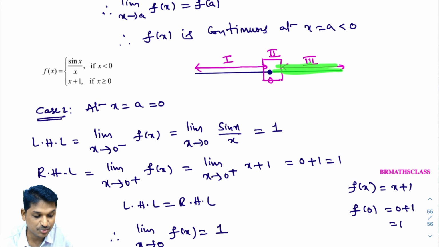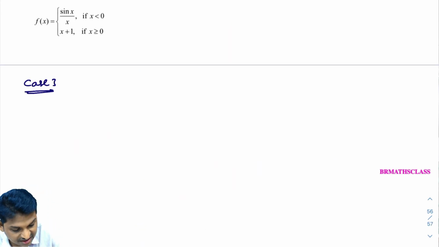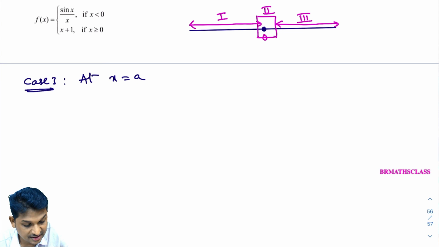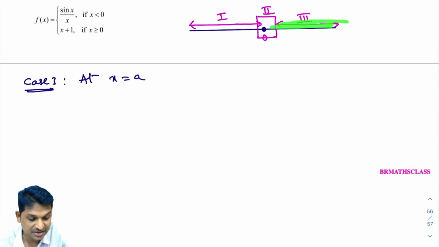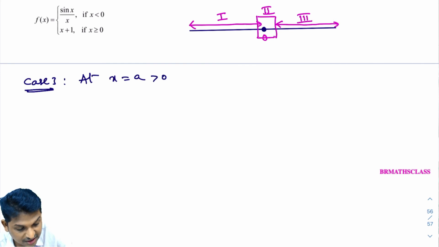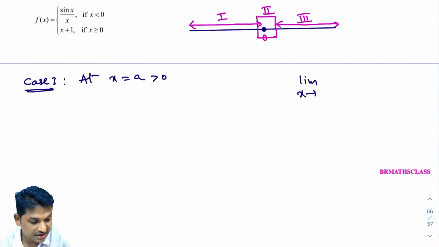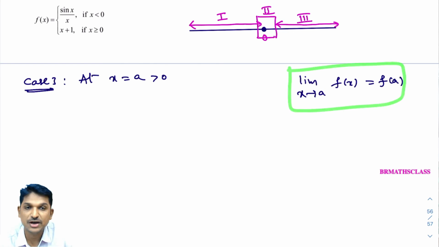Now case 3 is remaining. I'll check the continuity of the function in case 3. What is case 3? At x equal to a, where a is greater than 0. So I am checking the continuity of the function at x equal to a greater than 0. When we say function is continuous at x equal to a, limit x tends to a, f of x equal to f of a, then we say that function is continuous at x equal to a. So I am going to check this.